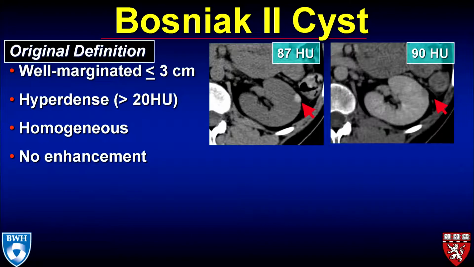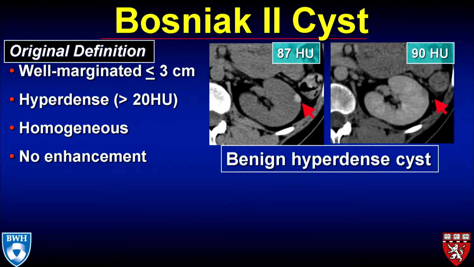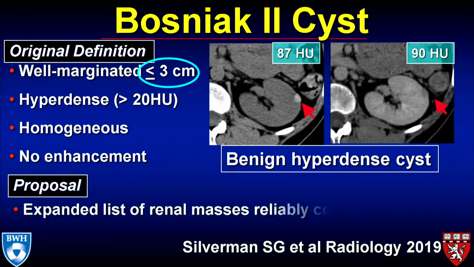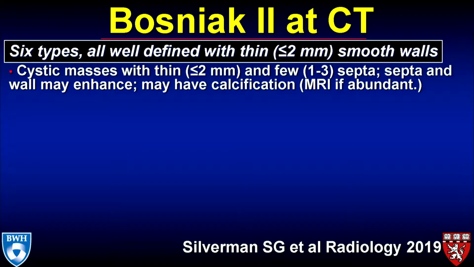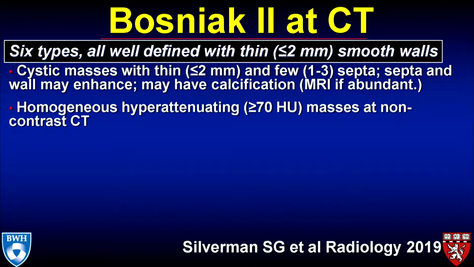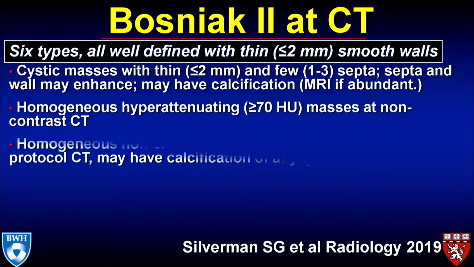Okay? The other type of Bosniak 2 is the hyperdense cyst, okay? Here, we said it had to be 3 centimeters or smaller. The proposal now is there's an expanded list of Bosniak 2, okay? Now, I know this is complicated, but I'll try to go through them quickly. The first is the multiseptated cyst, as I just defined. The second is the hyperdense, homogeneously hyperdense, 70 or greater mass on a non-con CT.